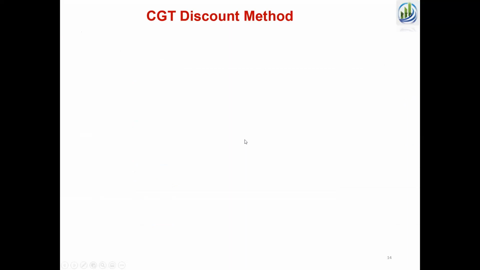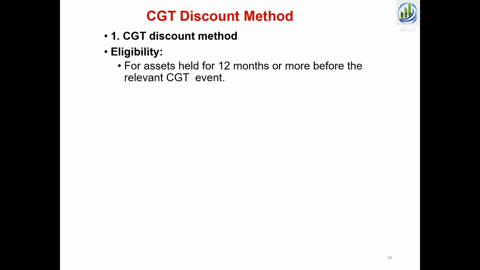Everybody can see the slides, right? So the discount method, this is the one we talked about over there. Who is eligible for the discount method? Eligibility: the asset should be held more than 12 months. What does that mean? The difference between your purchase date and sales date should be more than 365 days, right?